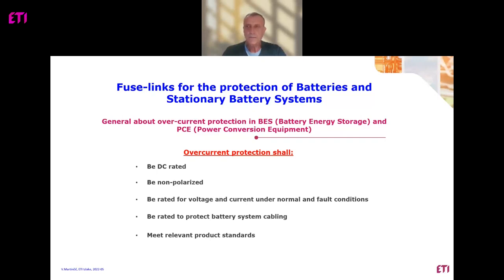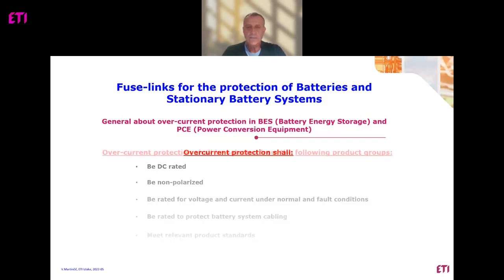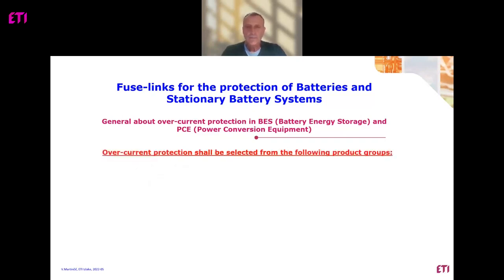I mentioned some rules in the beginning, but up to 2 years ago, there was no proper standard for overcurrent protection. And that's why overcurrent protection shall be selected from the following product groups. One is definitely high rupturing current fuses. Second one are circuit breakers, powerful circuit MCCBs.